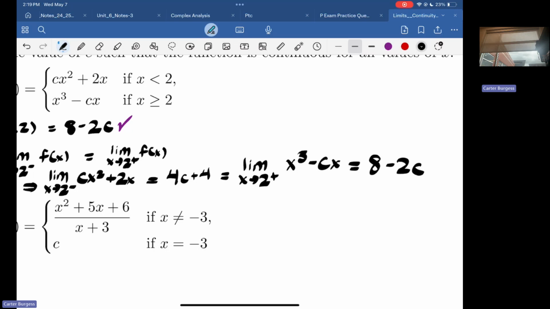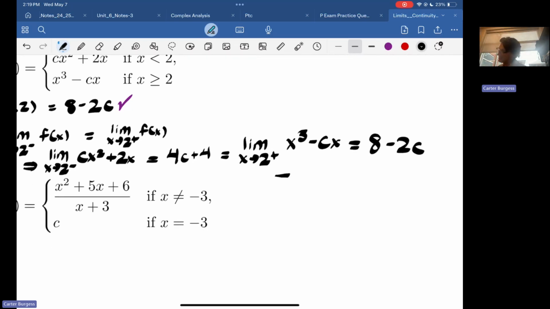Subtracting 4 from both sides. Thank you. Subtracting 4 from both sides. Adding the 2c over, dividing everything by 6. I get that c must be 2/3. So if c is 2/3, then my limits are going to agree.